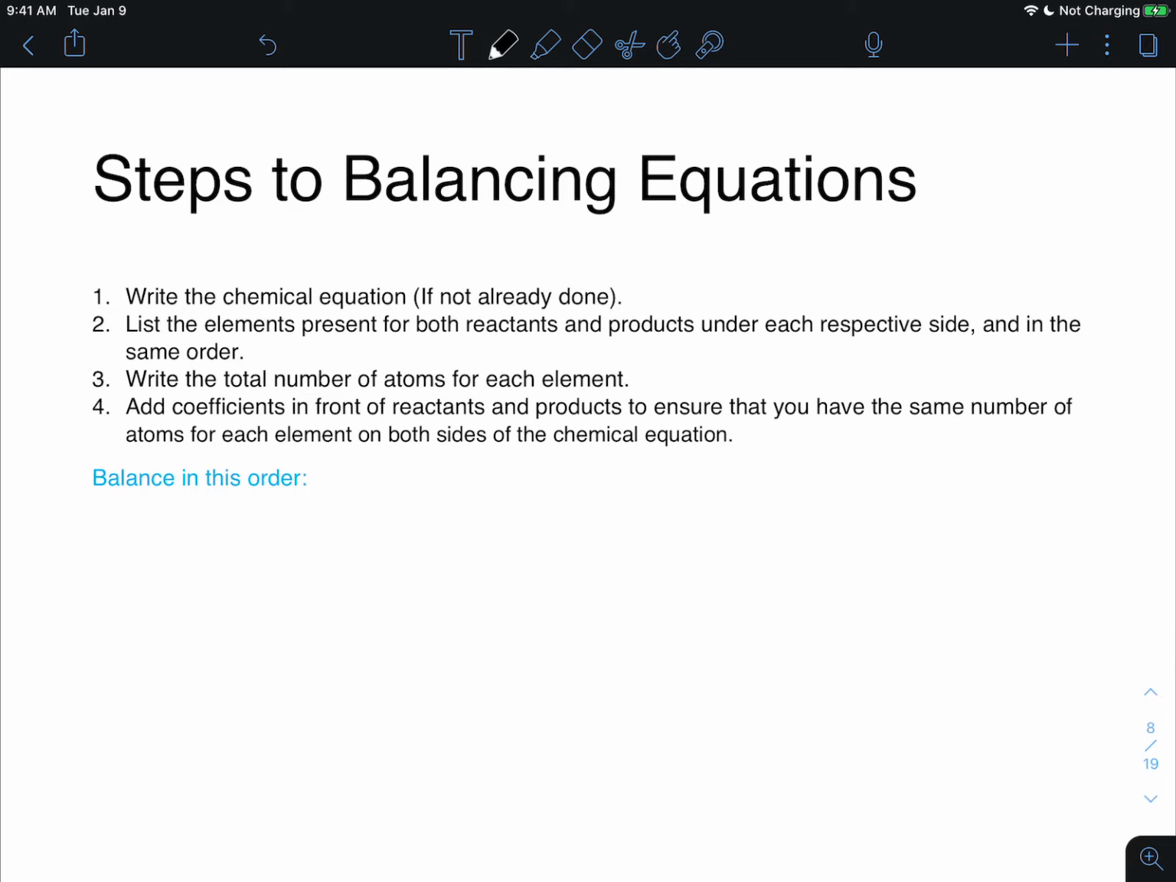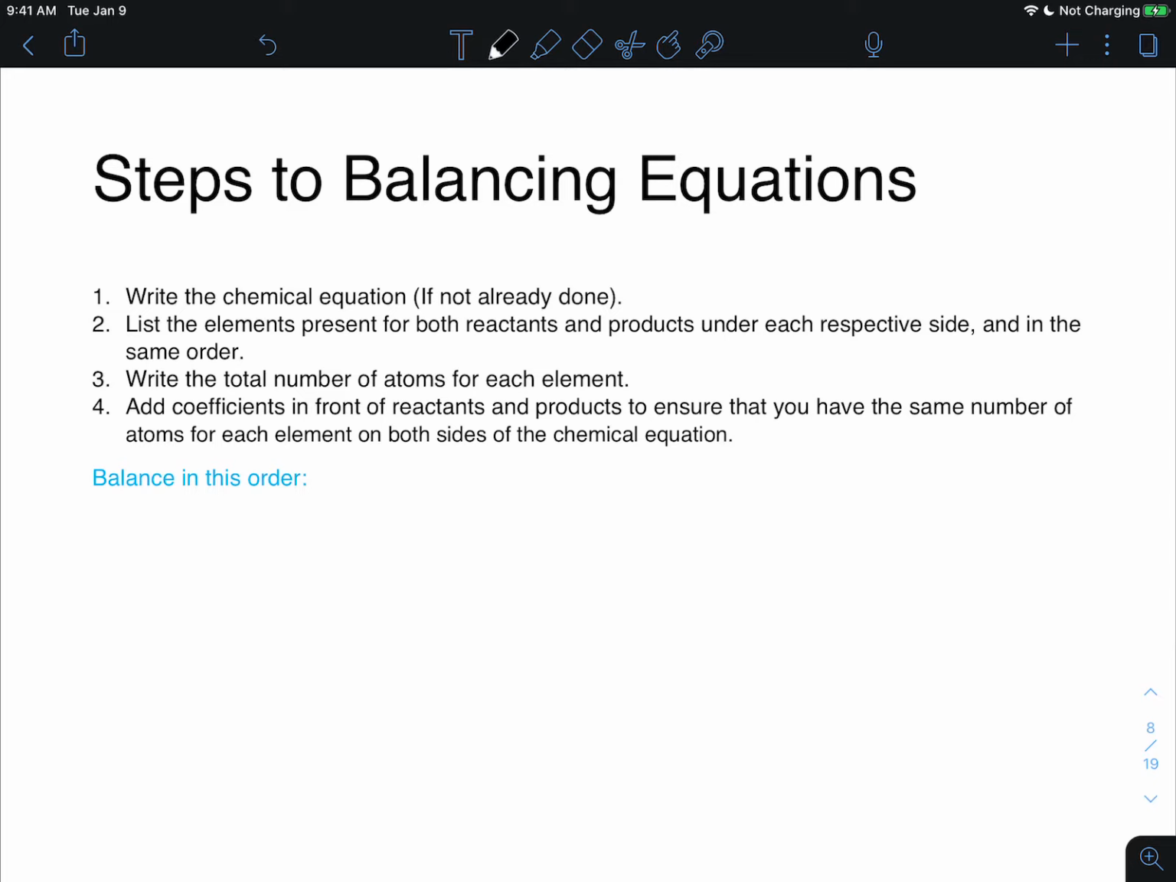After that, you're going to start adding coefficients in front of reactants and products to try and get the atoms the same number on each side. So you want however many atoms of one type the same on your reactant side as on your product side. So you add those coefficients in order to do that.